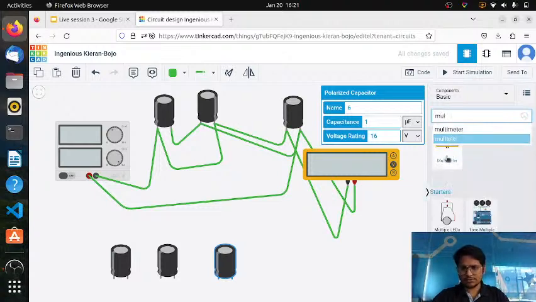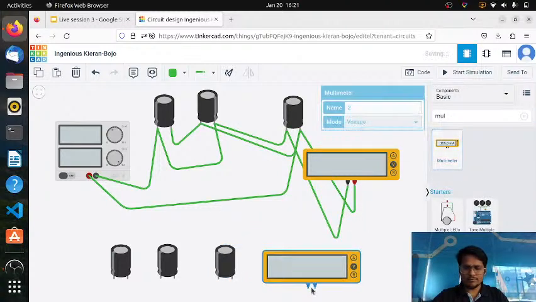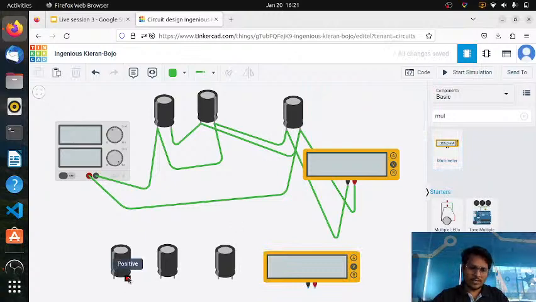Multimeter, okay, I have a multimeter also. Let me connect all positive to not to each other. Here series connection I am going to do. Positive of the first one we have to connect to the negative of the second one. Then second positive, third negative. And then negative we have to connect to negative.